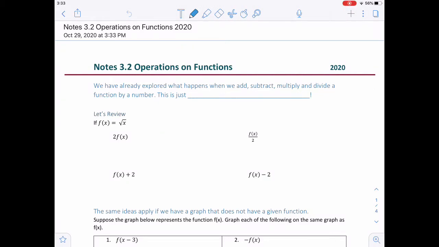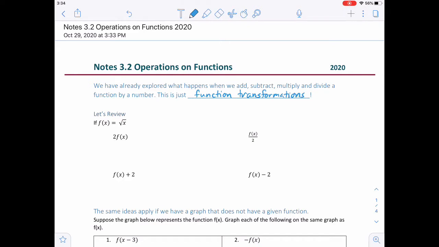All right, today we're going to be looking at notes 3.2, which is operations on functions. So we've actually already explored what happens when we add, subtract, multiply, or divide a function by a number, and that was really just our function transformations. Let's do a quick review.